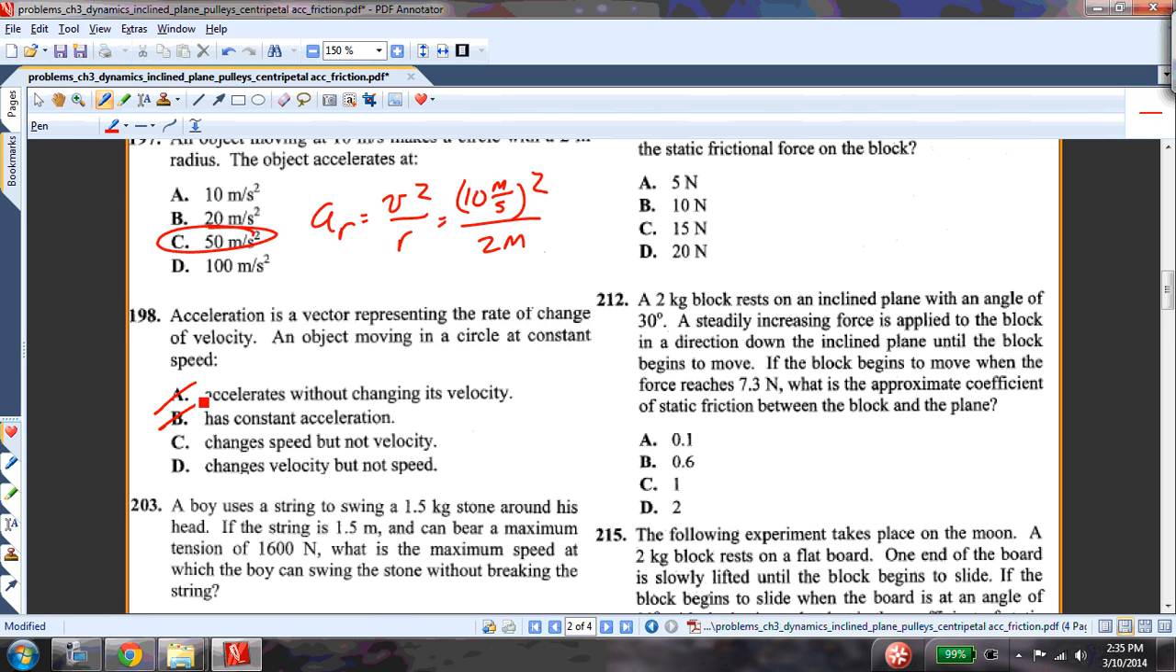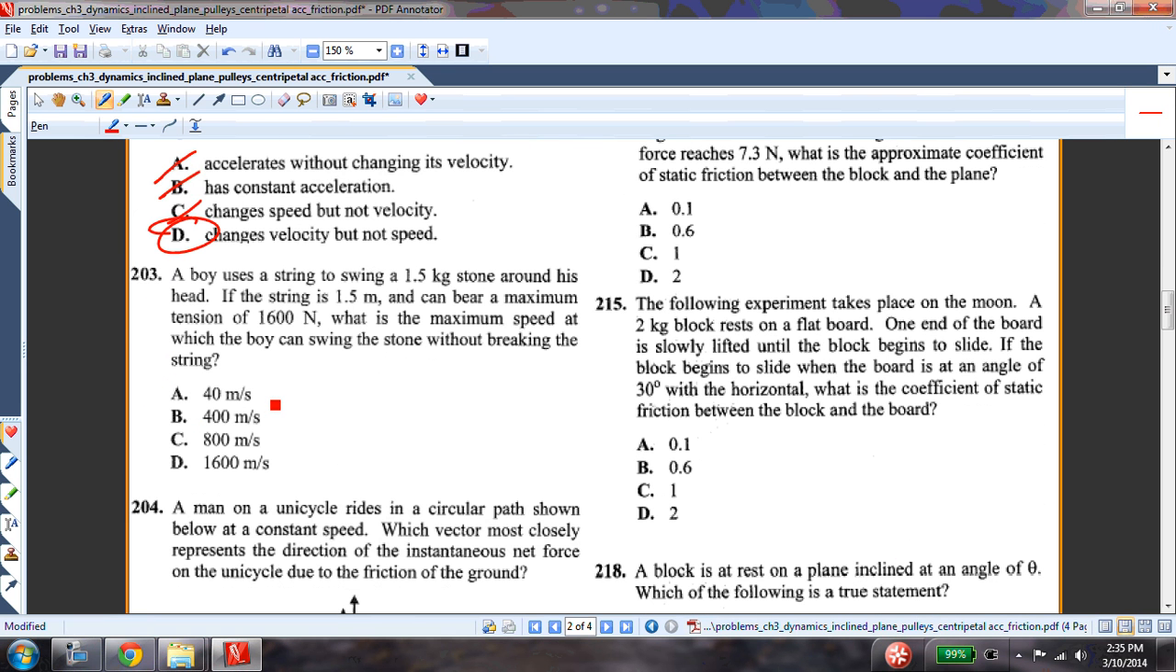That's not exactly true, because the acceleration is also constantly changing direction. Changes speed, but not velocity. It says it's moving at constant speed, so that's not true. And so it has to be D. Changes velocity, but not speed. Remember, the speed is the magnitude of the velocity. The magnitude is not changing.